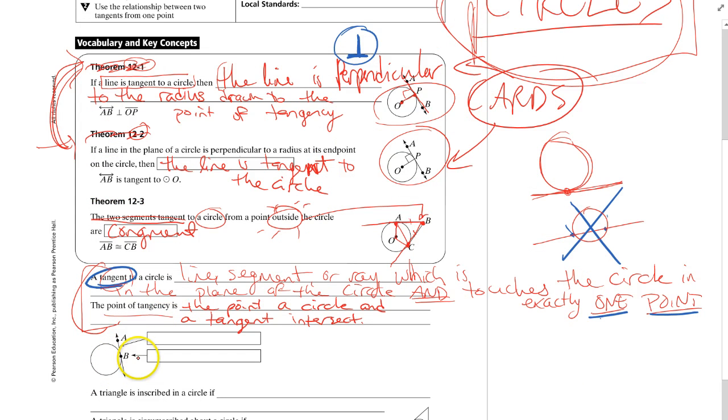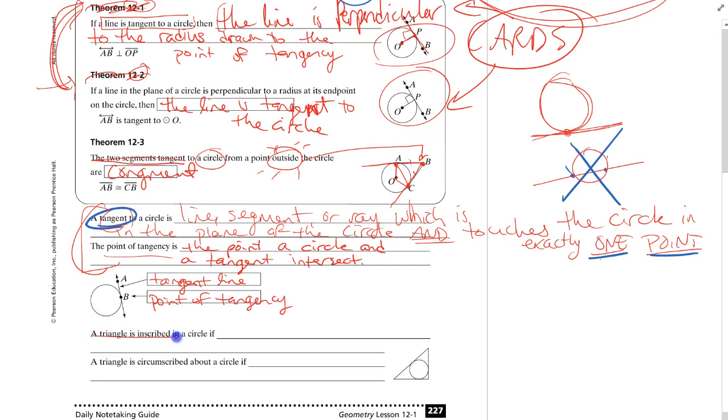Now, how about some of the labels here? This diagram is showing point of tangency for B, and this is the tangent line for A. Or actually, A is a point. We're talking about the line. Now, here's another thing. A triangle is inscribed in a circle. This is kind of special, and you'll have to think about this a little bit, I think.